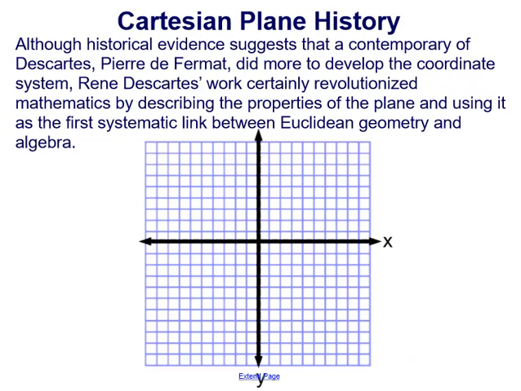Although historical evidence suggests that a contemporary of Descartes, Pierre de Fermat, did more to develop the coordinate system, René Descartes' work certainly revolutionized mathematics by describing the properties of the plane and using it as the first systematic link between Euclidean geometry and algebra. So let's take our Cartesian plane and break it down into its different parts as we know them today.